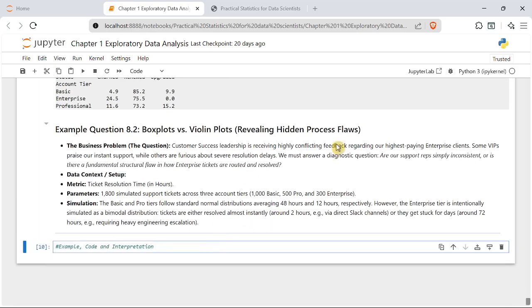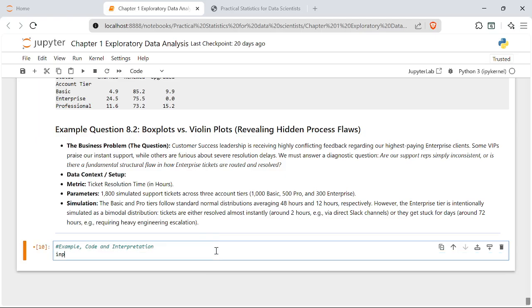Okay, so we have to answer: are our support reps simply inconsistent, or is there a fundamental structural flaw in how enterprise tickets are routed and resolved? Okay, so let's write the code for this.